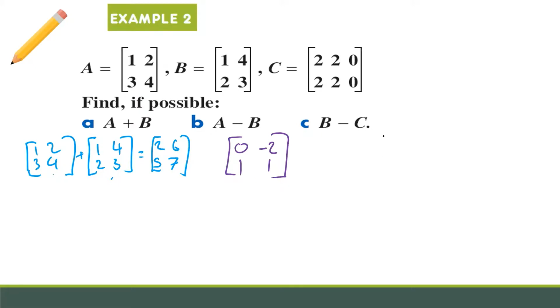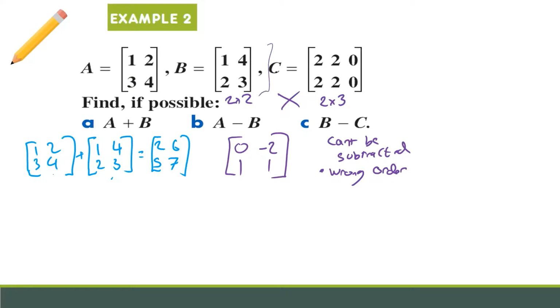Now B minus C. The problem with B minus C though is C is a 2 by 3 matrix, and B is a 2 by 2 matrix. So that means you can't actually subtract it. The reason why is wrong order. They're not the same order. This is a 2 by 2, this is a 2 by 3. If this had an extra column here, then we could do something, but we can't. So that's just the quick and basic stuff here. This is how you add and subtract them. So that's pretty much 2/3 of the lesson that I wanted to talk about.